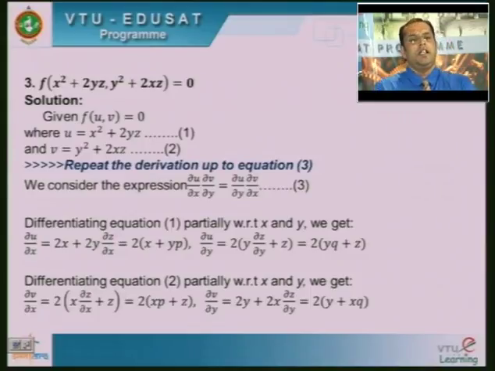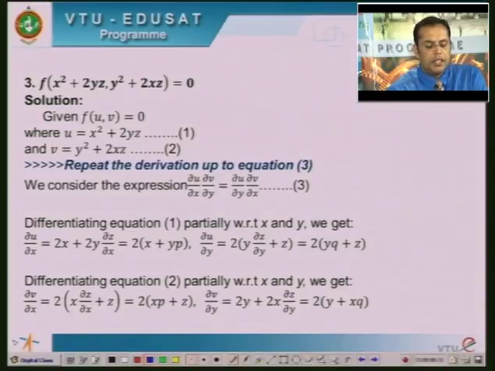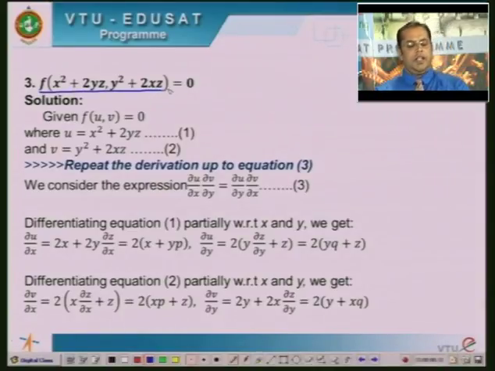Let us move on to the next example. Form the PDE by eliminating the function f from the relation f of x square plus 2 y z, y square plus 2 x z equal to 0. Again, this relation is in the form f of u comma v equal to 0.